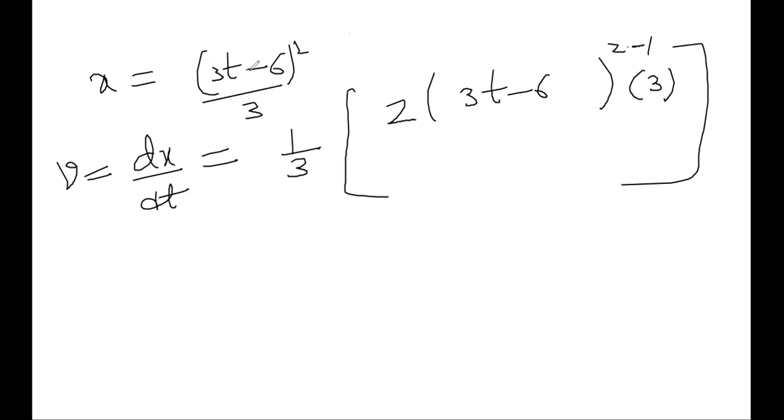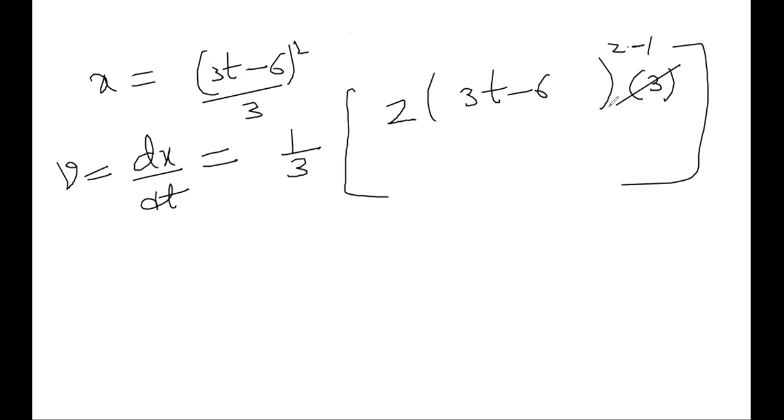Whatever is the power will come in the front. Whatever is the power will decrease by 1. That much you know. But I told you that formula without this coefficient of t. Now t is having a product 3. So that 3 will come here. Okay? Understood?